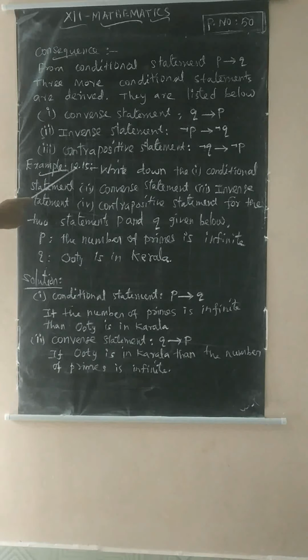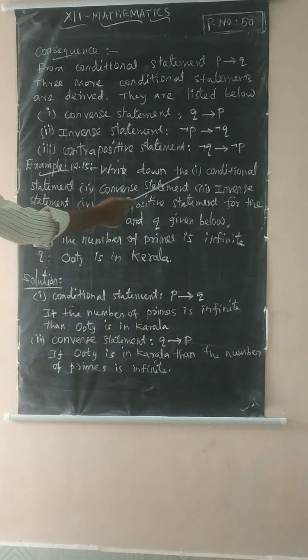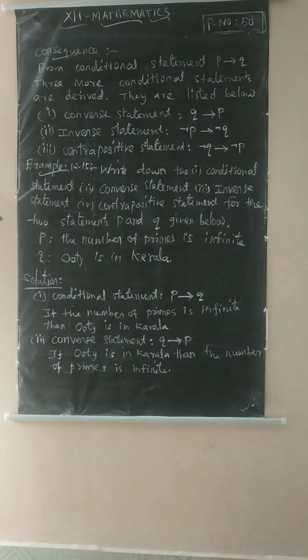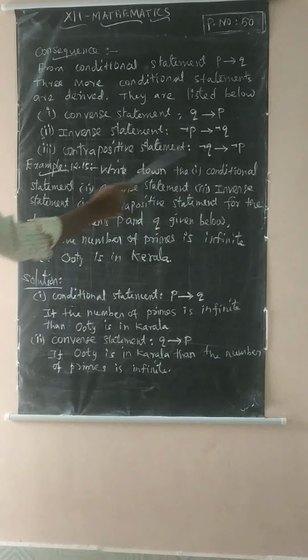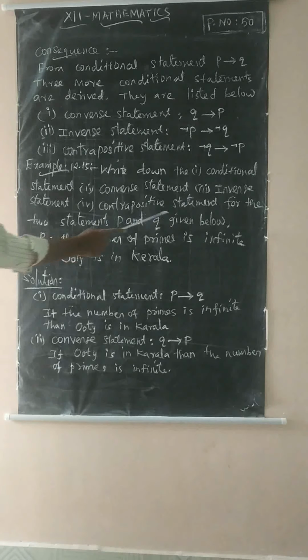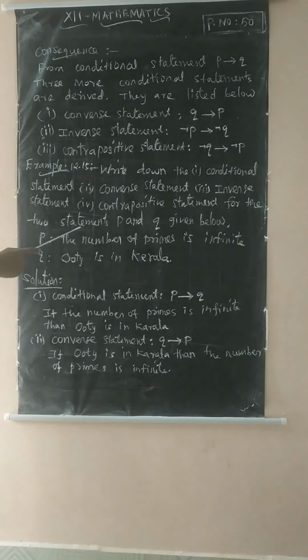Now see example 12.15. Write down the first one conditional statement, second one converse statement, third one inverse statement, fourth one contrapositive statement for the two statements P and Q given below. P is: the number of primes is infinite. Q means: Ooty is in Kerala. These are the two statements. Based on these two statements, we write conditional, converse, inverse, contrapositive.